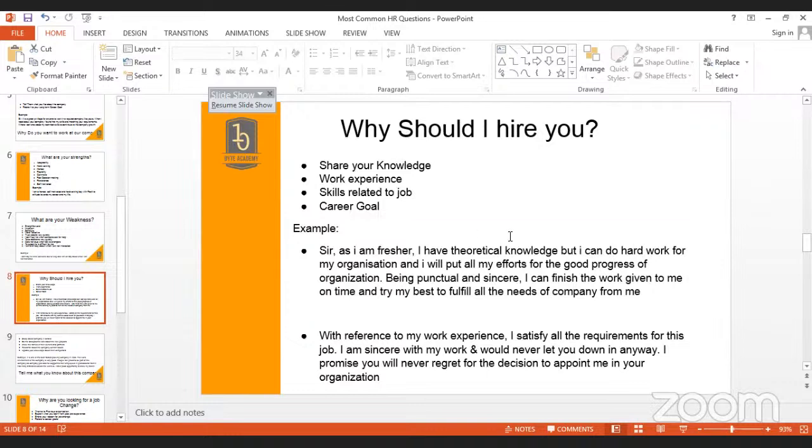Let's come to an example. So for a fresher, you can answer this in this manner. So, sir, I'm a fresher. I have theoretical knowledge, but I can do hard work for my organization, and I will put all my efforts into the progress of the organization, being punctual and sincere. I can finish the work given to me on time and try my best to fulfill all the needs of the company from me. Right? So you can answer it in this manner.